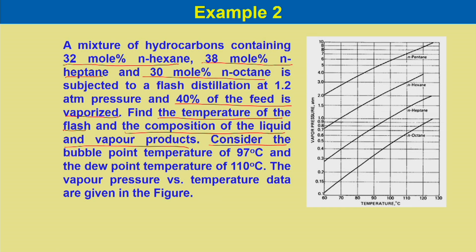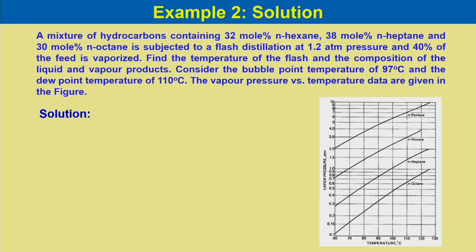Consider the bubble point temperature of 97 degree centigrade and the dew point temperature of 110 degree centigrade. The vapor pressure and the temperature data are given in this figure. So, this is the temperature vapor pressure data. So, the flash temperature in this case would lie between the bubble point temperature and the dew point temperature.